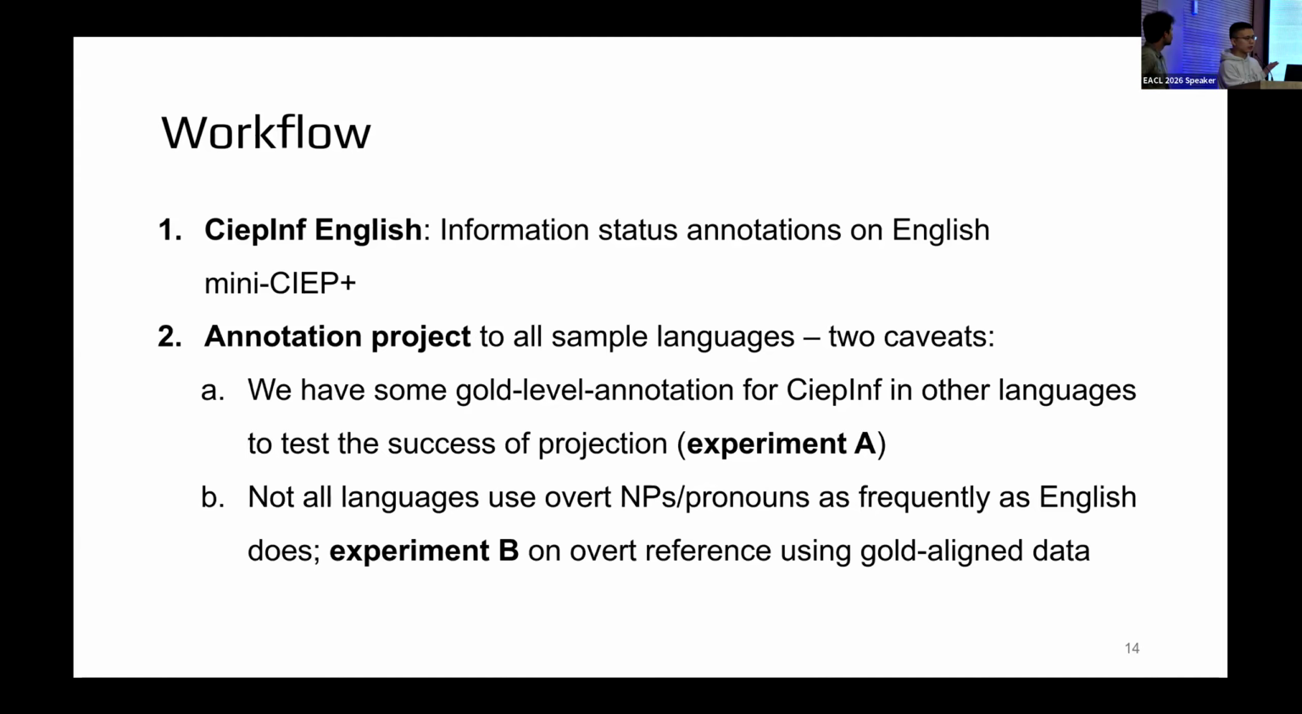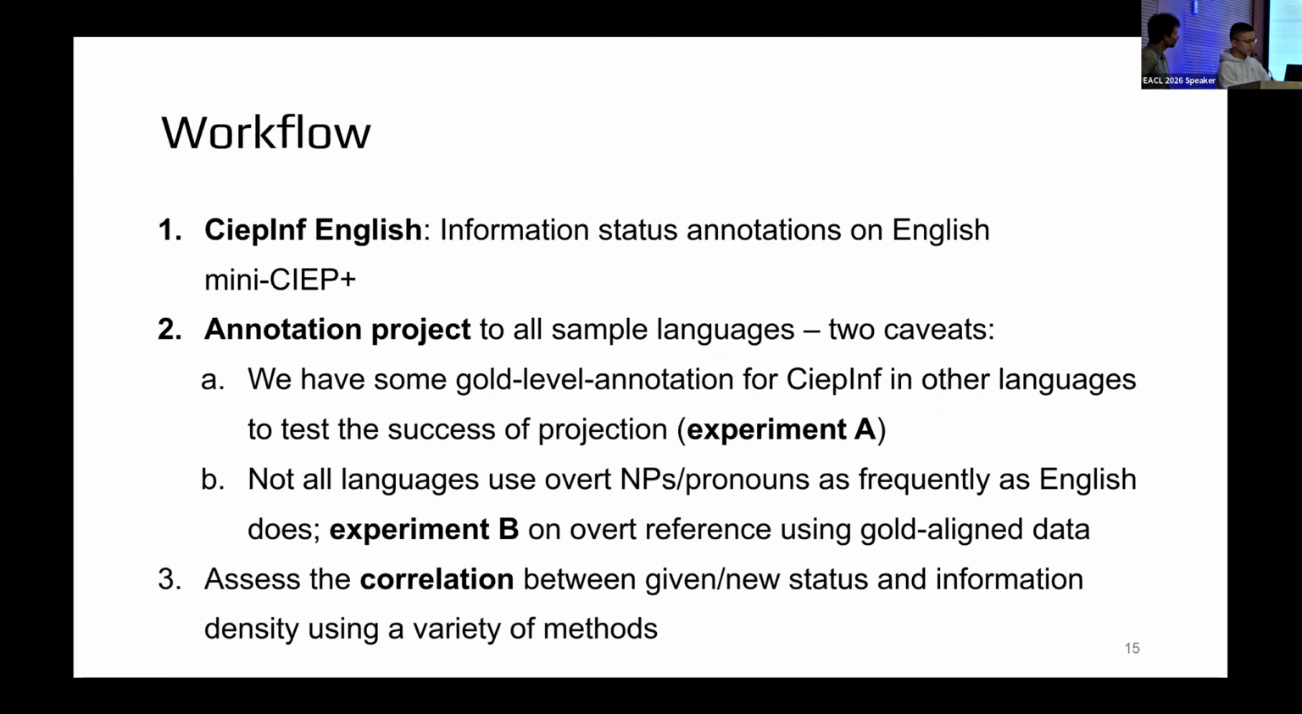But for other languages without gold data, we cannot measure the performance. Also, some languages might drop pronouns, and for those dropped pronouns, information status won't be projected. For this we can use unlabeled data as well. We want to calculate how much information status is kept after projection. Then, using the projected information status and also the gold data, we will assess the relation between information status and the surprisal.